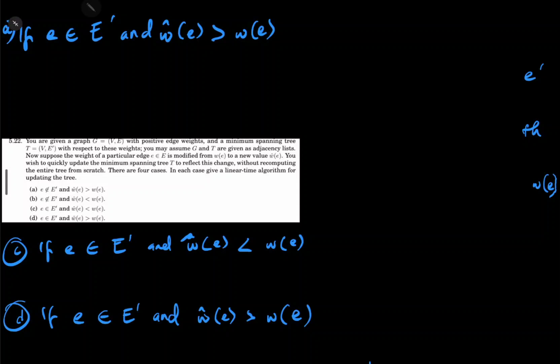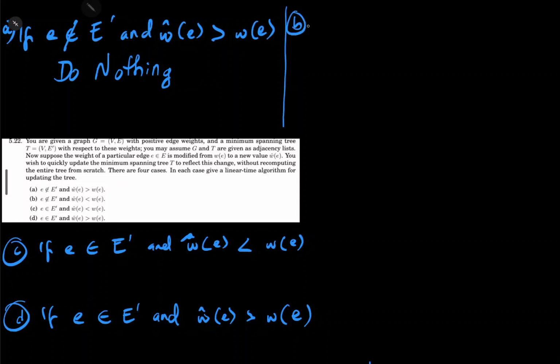So if you want to think about this question, please pause the video and read it, think about it, and let's get back. So let's look at the first question. You have an edge that is not part of the MST, and after modification, its weight is greater than its former weight. So I think this is very clear. After modification, its weight or its cost even became bigger. So we do nothing, right? We do nothing. This is not part of the MST. Do nothing.